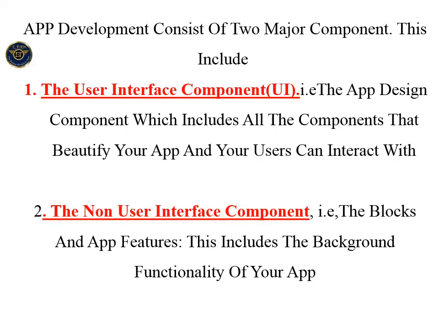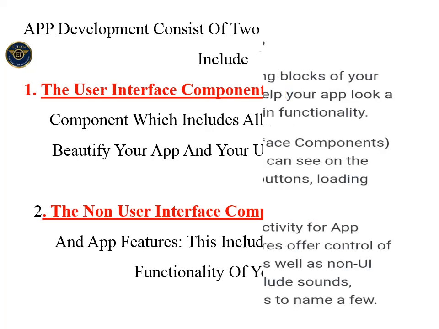App development consists of two major components. And these components are the user interface component, which is the component responsible for the appearance and beautification of your app. It is also called the UI. Two, the non-user interface component. These are the blocks and app features. They are responsible for the background functionality of your app.